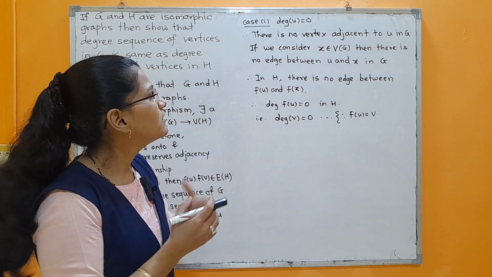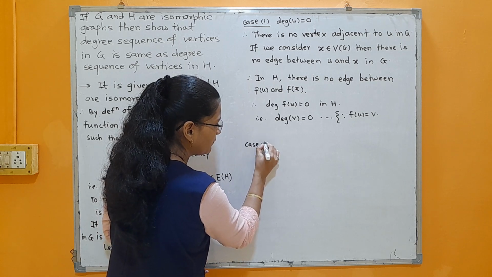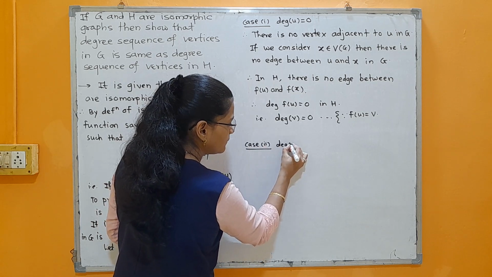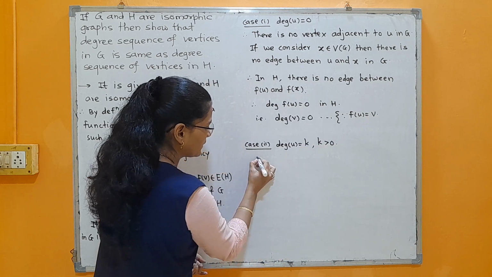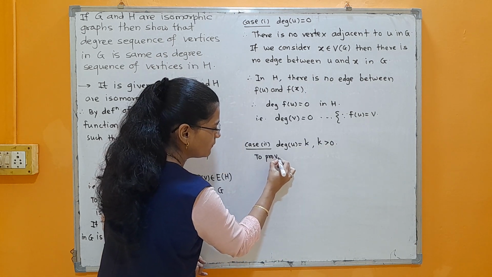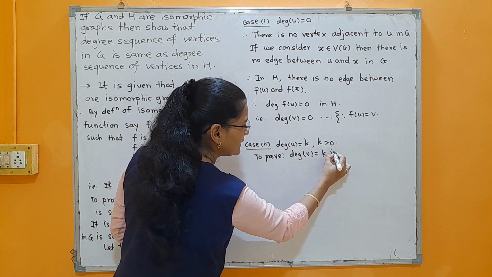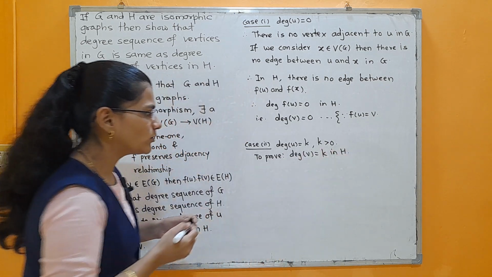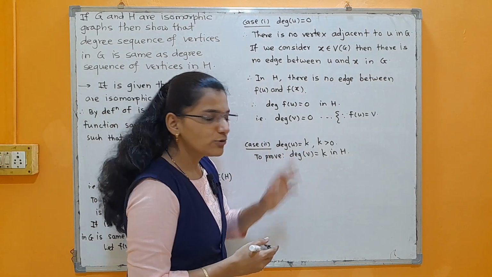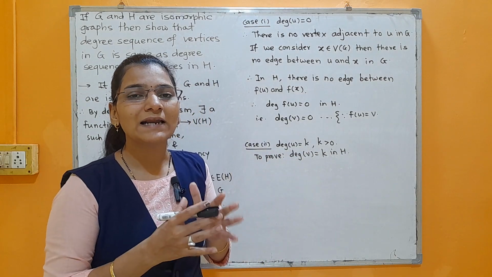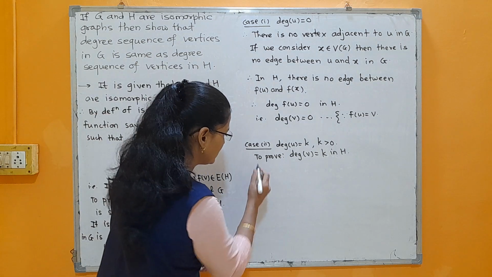Now we are considering degree of U not equal to 0. So case second, degree of U is equal to K and K greater than 0. And we have to prove degree of V is equal to K in H. This is our target. Degree of U is equal to K in G means there are K vertices which are adjacent to U in graph G.